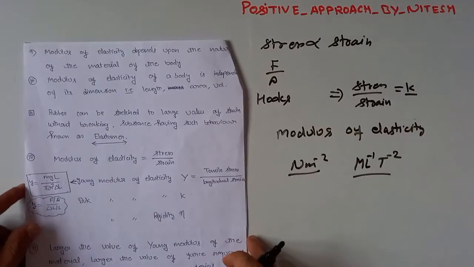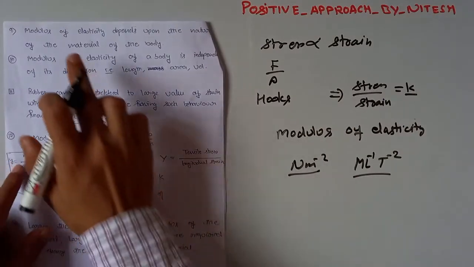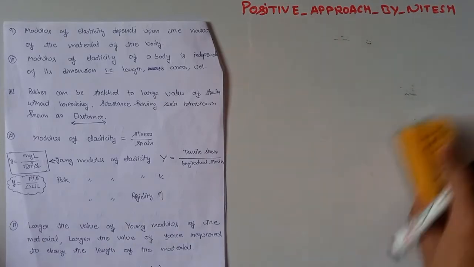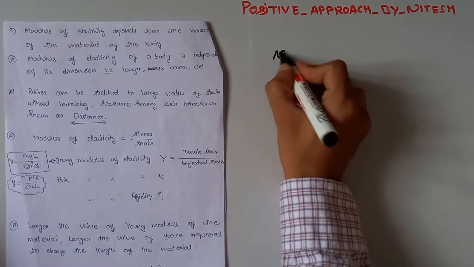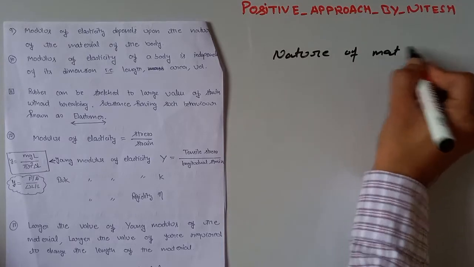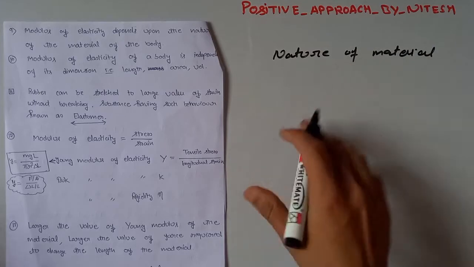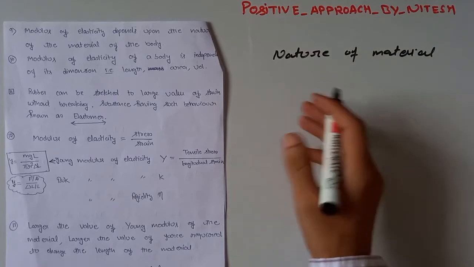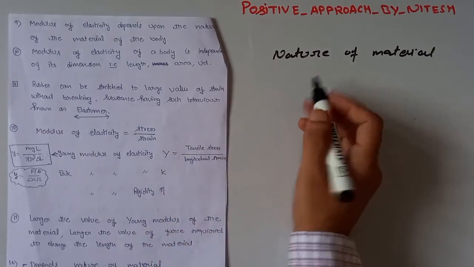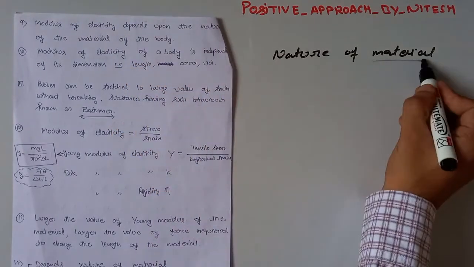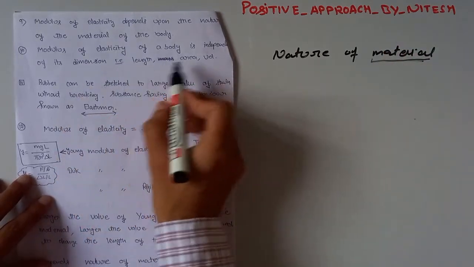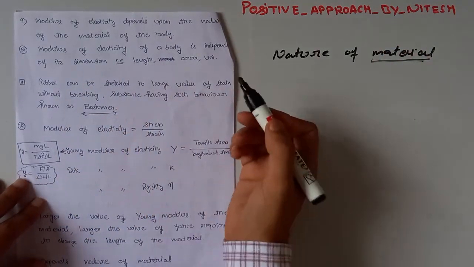Our next important key point: the modulus of elasticity depends upon the nature of the substance, the nature of the material. It does not depend upon the dimensions, for example length, area, mass, volume, etc. Modulus of elasticity depends only upon the nature of the material, not upon its length, area and volume.